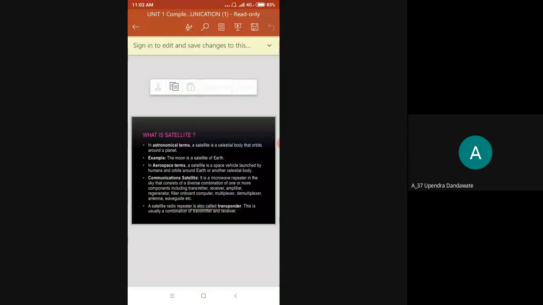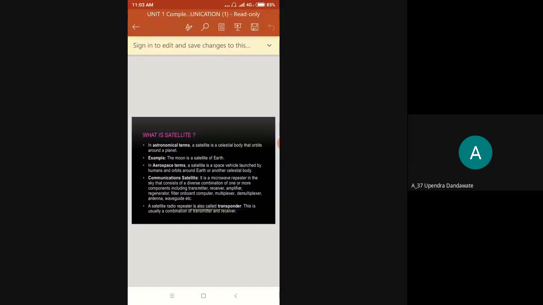What is meant by microwave repeater? It has to receive the signal, amplify that signal, remove the noise present in that signal, and send it back to the Earth station. For that, we require some functions or components. Those components are: transmitters to send the signal, receivers to receive the signal, amplifiers to amplify the signal, and you have to regenerate that signal. For that, we require a filter to remove that noise.